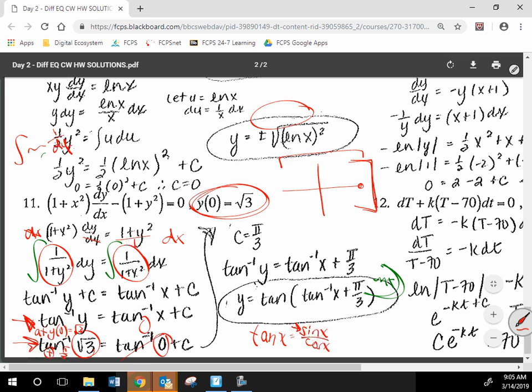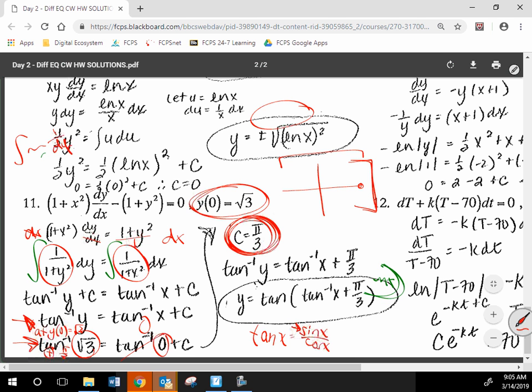We don't actually have to worry about different branches though, do we? No, because it's not a natural log and it's not a square root. Okay, that's fine. So we get c equals pi over 3. So guys, you do need to know how to do inverse trig. They will ask you about that.